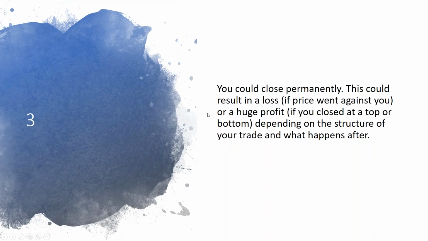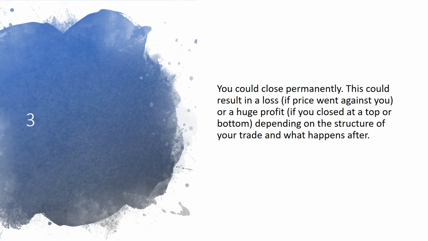Three, you could close permanently, and this is, for me, the best. If you're not sure, just close permanently. This could result in a loss if the price was against you, or a huge profit if you closed at the top, depending on how you structure your trade and what happens. And this is one of the reasons why you put a stop loss and a limit level, because you decided before you entered the market what your target price would be, where your risk could be, and everything else.